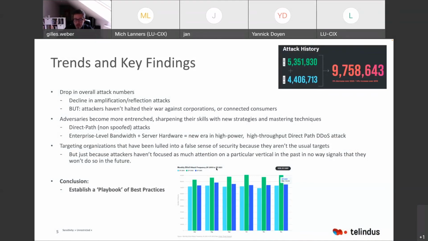Everything continues as before. We see some shifts in the type of attacks, where before it was more often reflection or amplification attacks. We see more and more direct path attacks due to higher bandwidth available on the attacked systems and on server hardware, on attacks driven out of data centers.